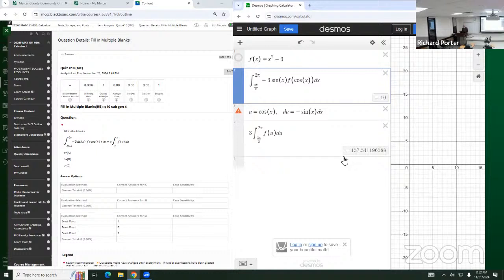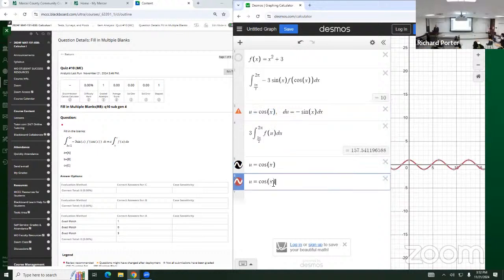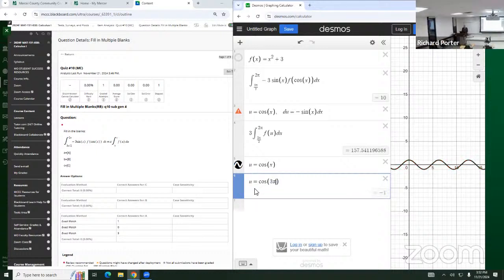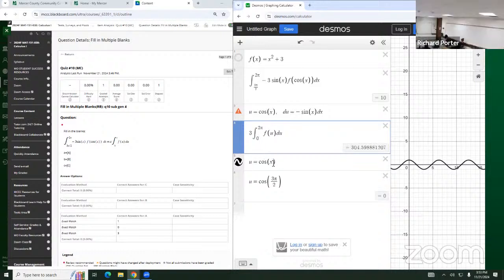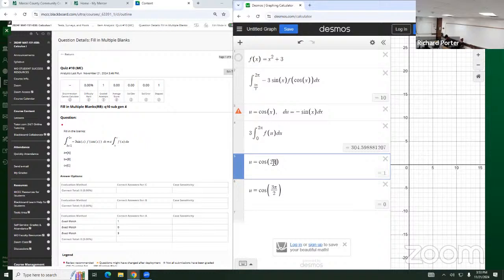Oh, okay. So what should we do? Well, if u equals cosine x, we have an upper limit and a lower limit. The lower limit, we had x equals 3 pi over 2. So we're just going to plug in 3 pi over 2 here. Okay, that's 0. So the bottom limit is going to be 0. The top limit is 2 pi. So we'll put 2 pi in here. When you plug 2 pi into that, you get 1. So the upper limit here is going to be 1.